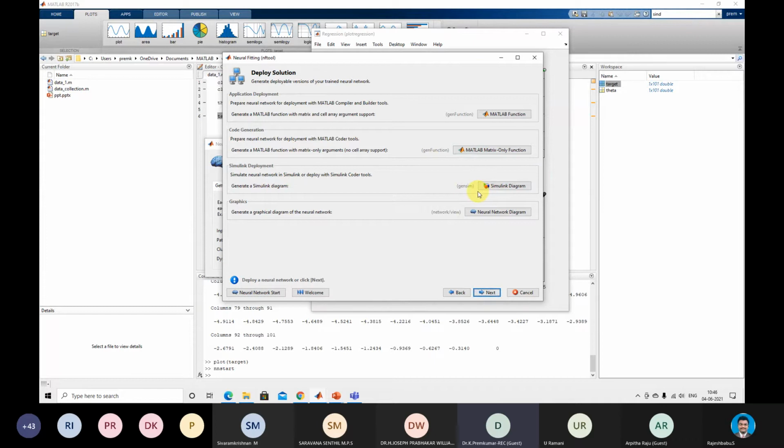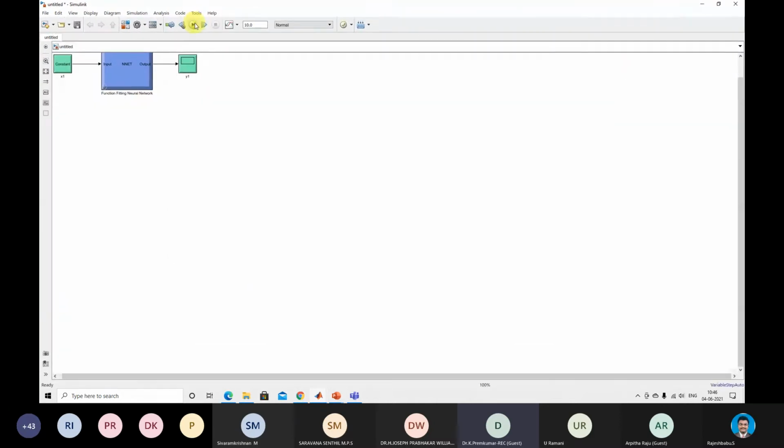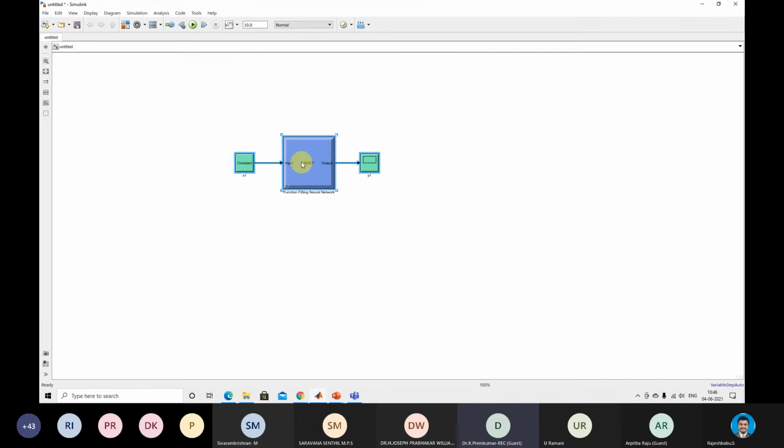So here I'm going to use that neural network in a Simulink diagram. That's why I'm going to generate the Simulink diagram of the trained neural network. For that I'm going to click this one. After clicking that, you will get this model. So this is the trained neural network for the given input and target. Now I'm going to test this neural network model with the change in degree, so the input will be theta and the output should be sinusoidal.